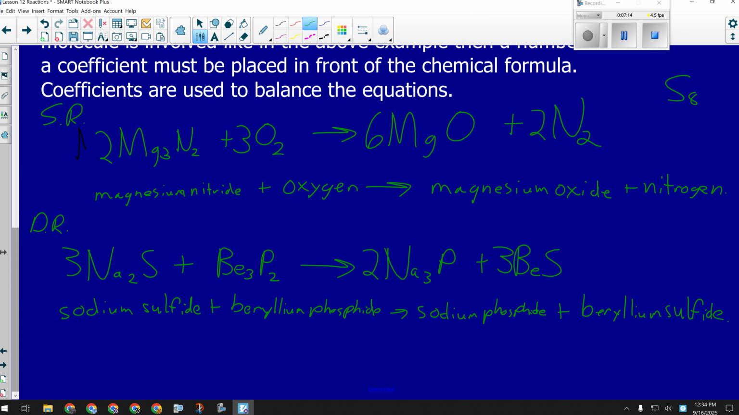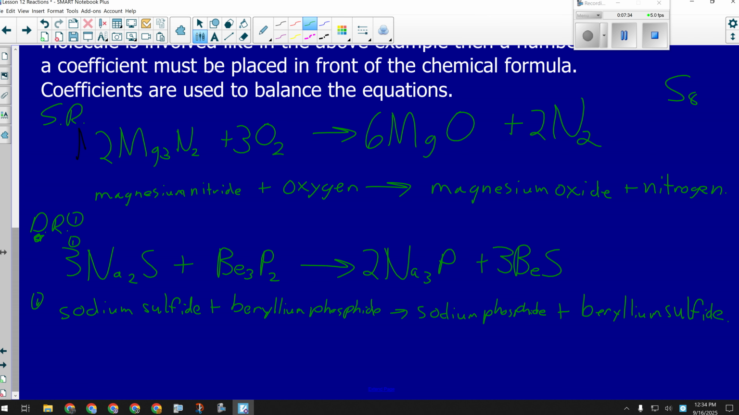Each one of those on a quiz or an assignment would probably be a 3-mark question. I would give you 1 mark for the type, 1 mark for balancing it correctly, and 1 mark for it being written out in words correctly.